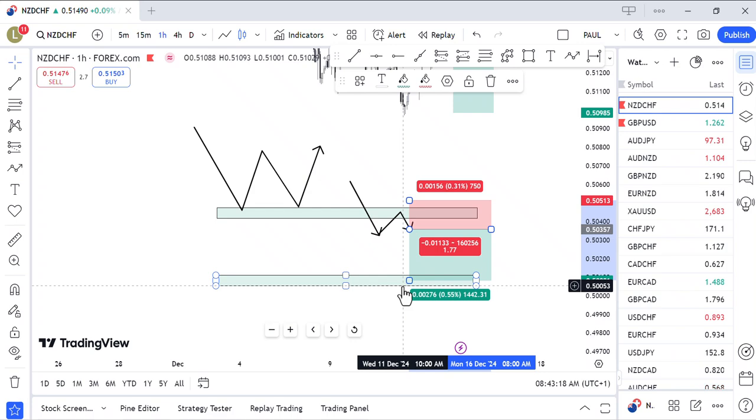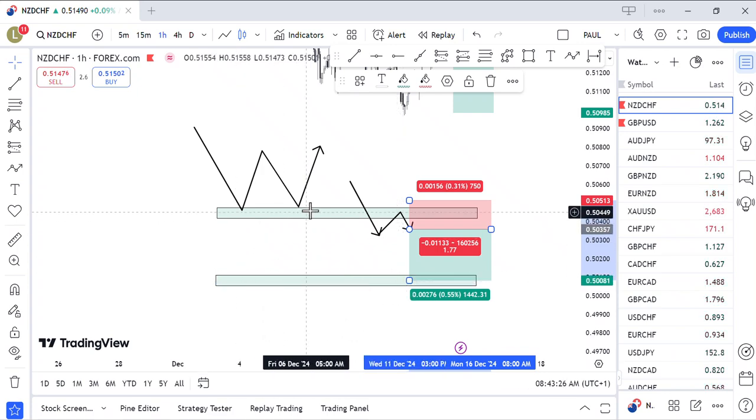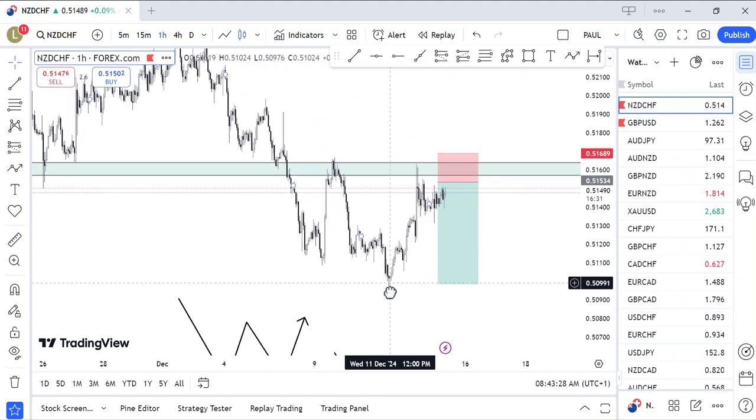Hope you understand the aggressive method of trading, support and resistance, and the conservative method that involves the bounce. Okay, now let's go to our chart and show you a live example.